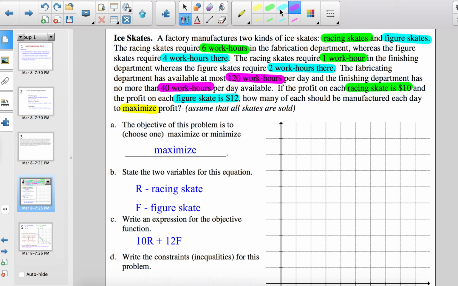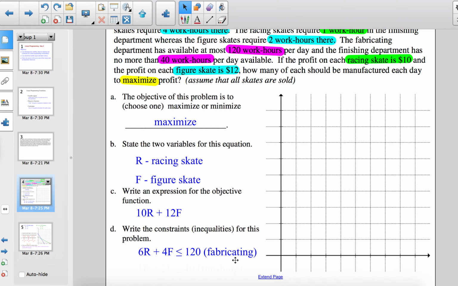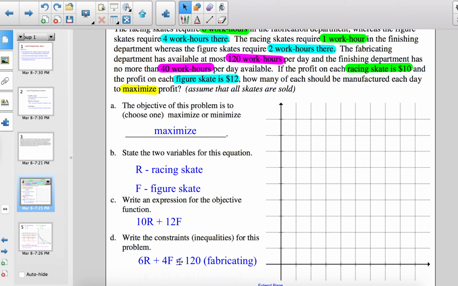Okay, so there's a lot of numbers here. So what I'm thinking is I need to write a fabricating one. So the fabricating I can have at most 120, and I have 6 work hours for the racing skates and 4 for the figure skates. So if we have 6R and 4F, that can't exceed 120. Does that make sense? I have my fabricating, so all the fabricating questions I put together. 6 for the racing skates, because that's the number of hours. 4 for the figure skates, and it says no more than, meaning 120 is the maximum, so it could be less than 120.